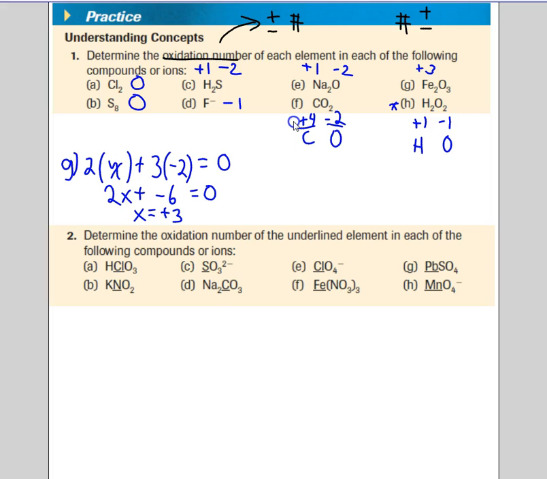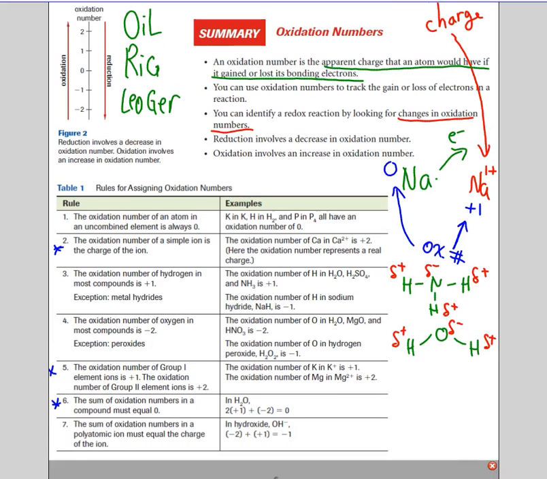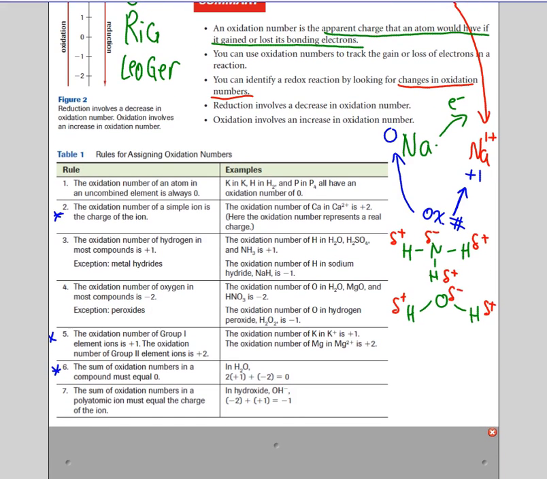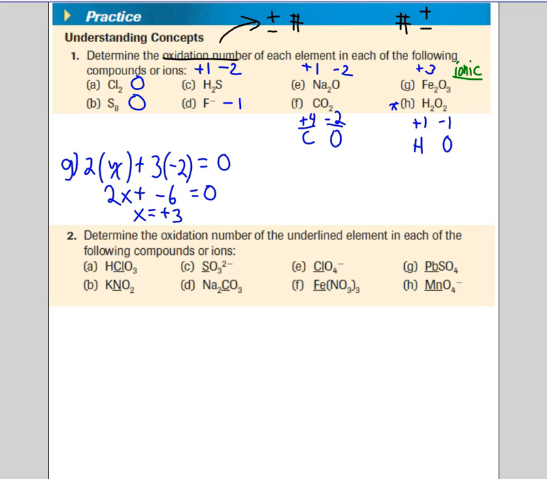Now keep in mind, this is an ionic compound, so we actually maybe could have made it a little simpler by just looking at what is the charge on the ion for each of those elements. And here, going back to rule 2, the oxidation number of a simple ion is the charge of the ion. So the 2 simple ions in that example would be the iron 3+ and the oxide ion.